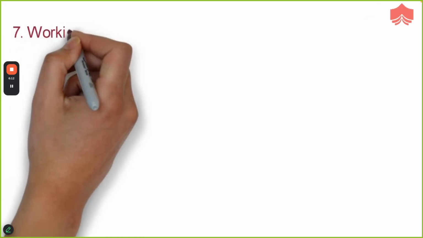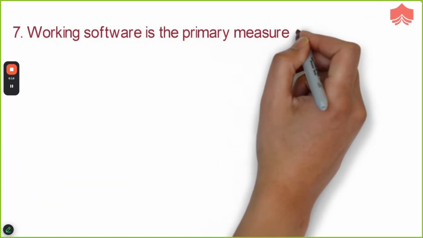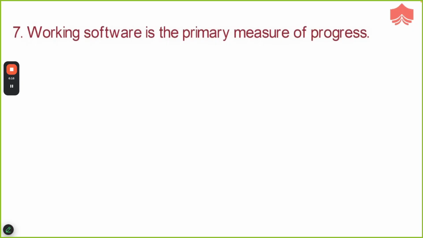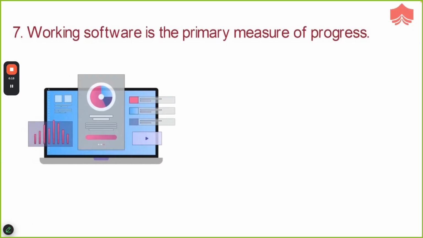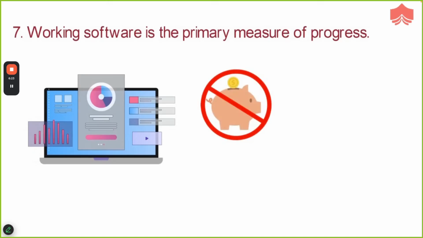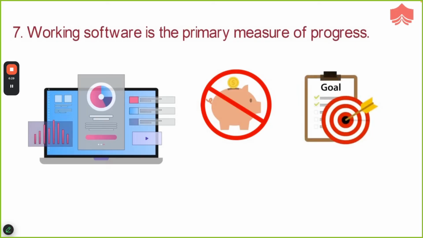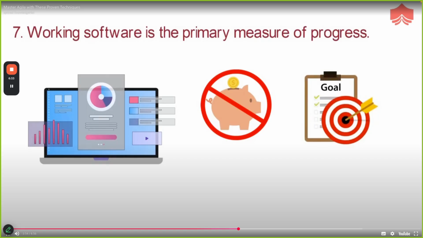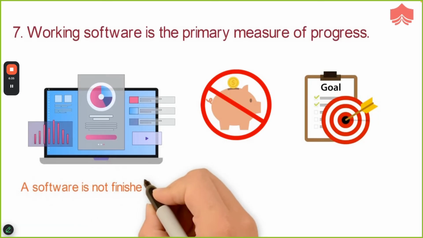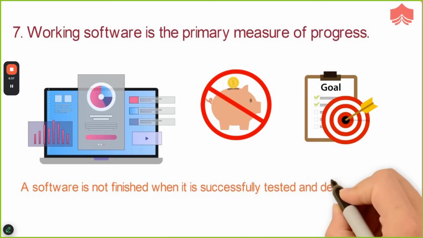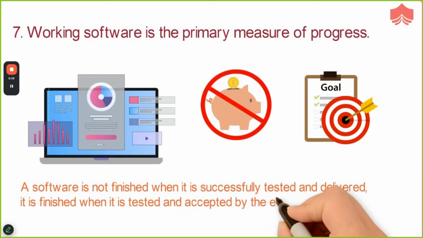Seventh principle: working software is the primary measure of progress. As we know, working software is most valuable for the customer, and the planning of construction of the product has no direct benefits for them until working software is given in their hands. Therefore, measuring of project's progress should be based on the actual working software. Software is not finished when it is successfully tested and delivered. It is finished when it is tested and accepted by the end user.